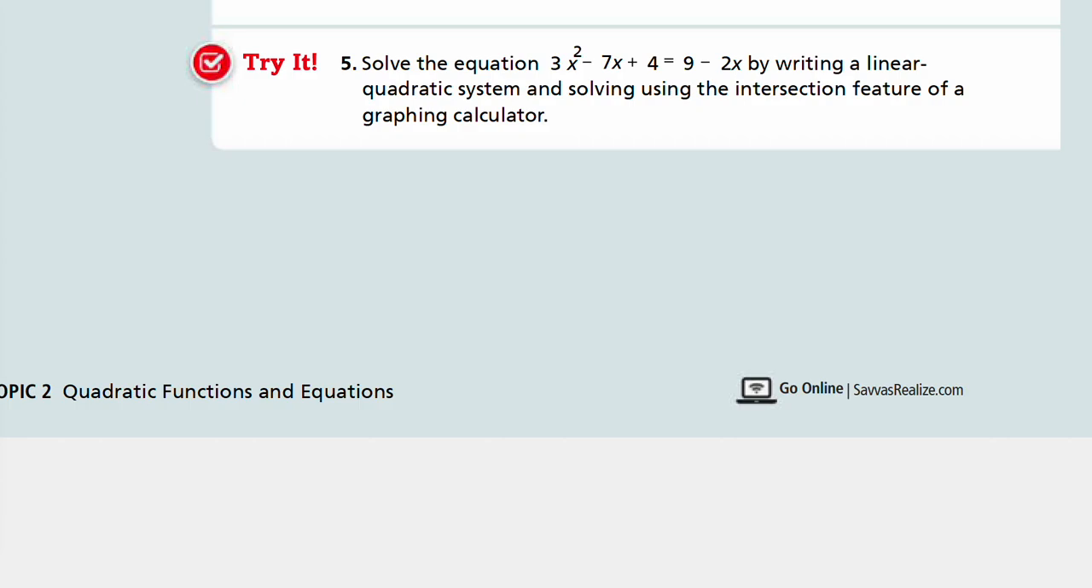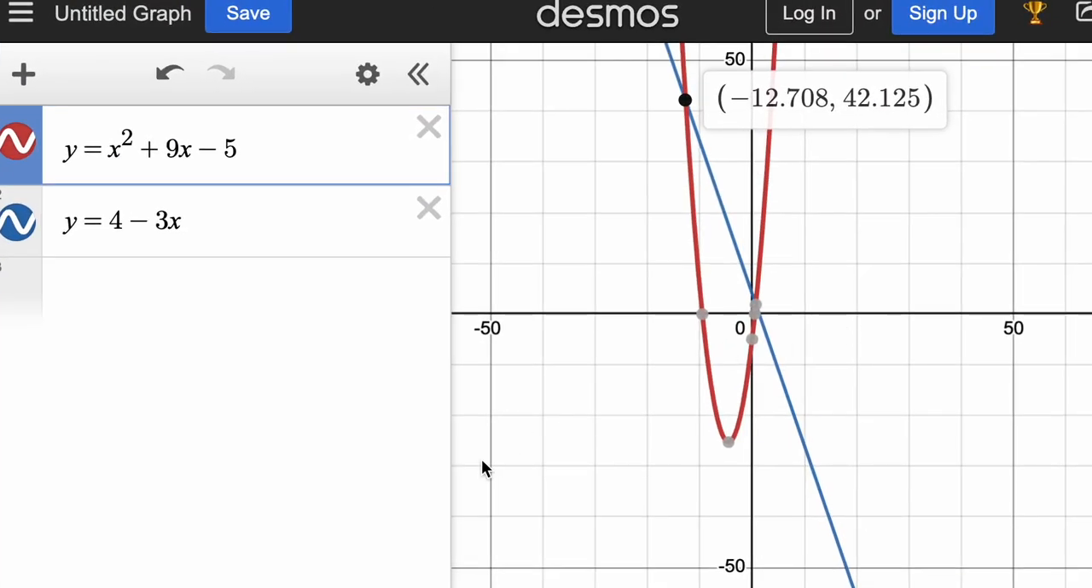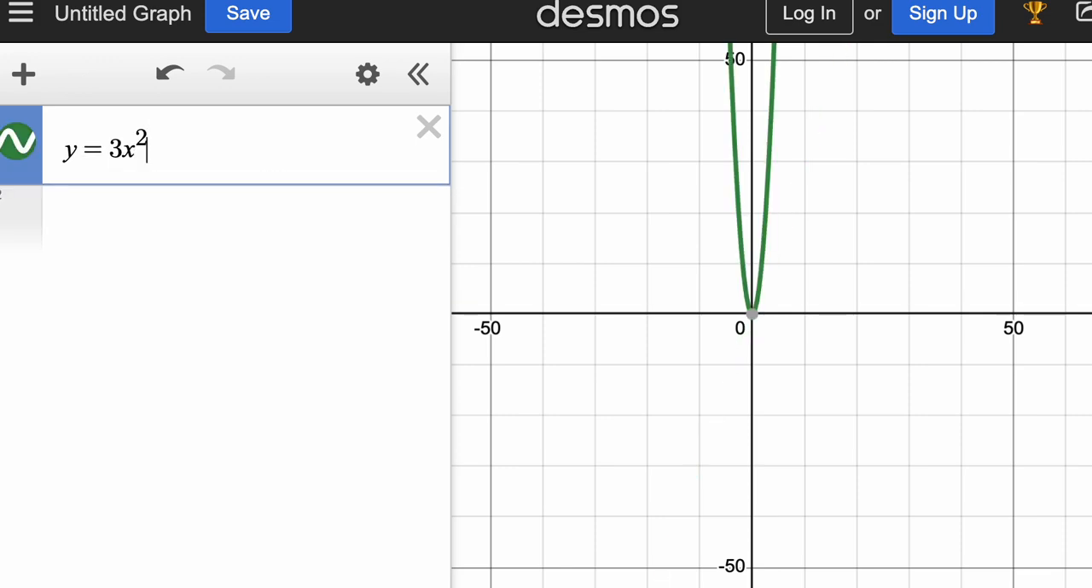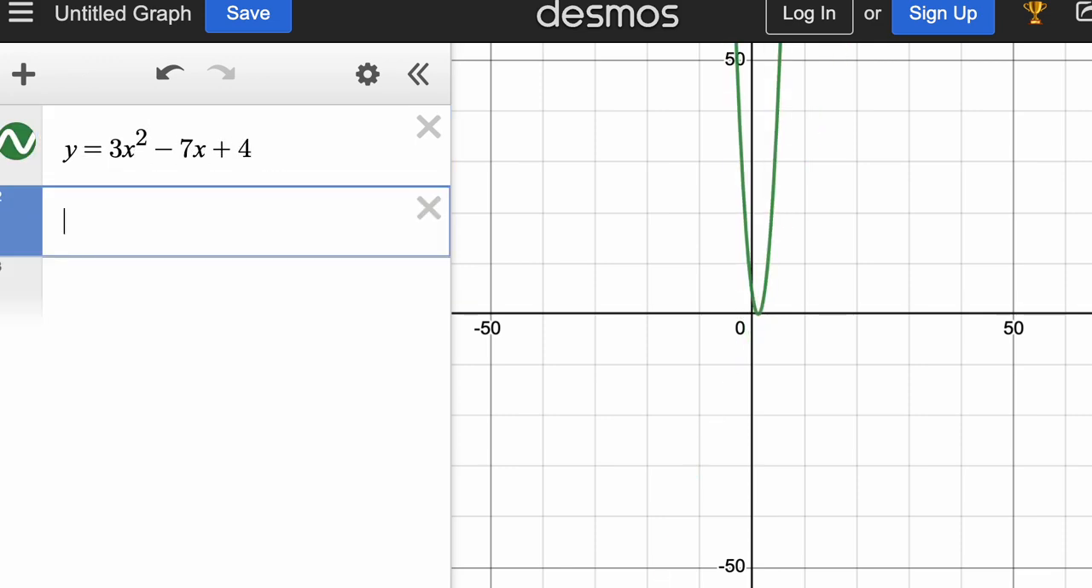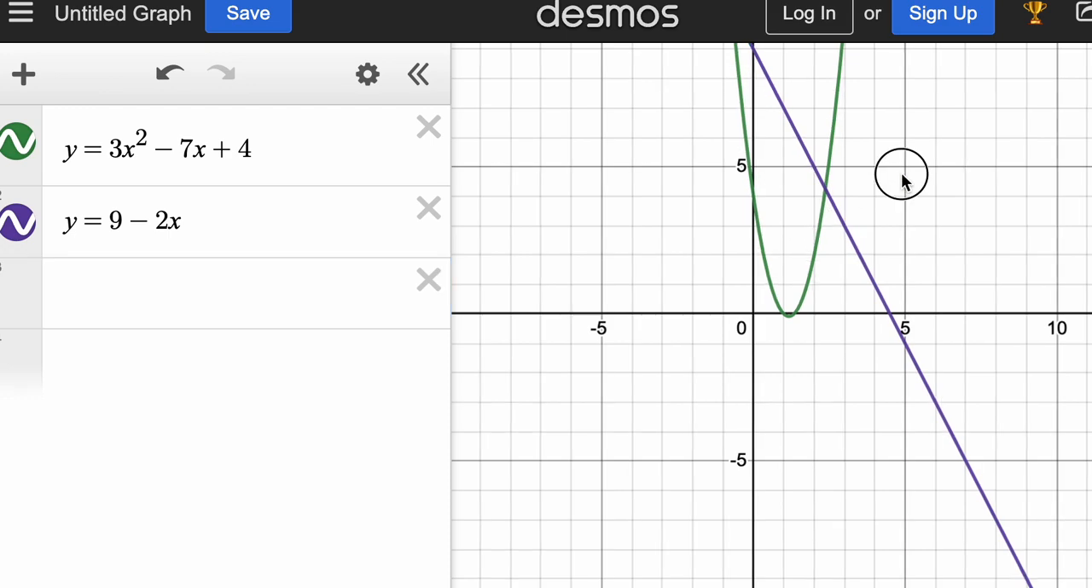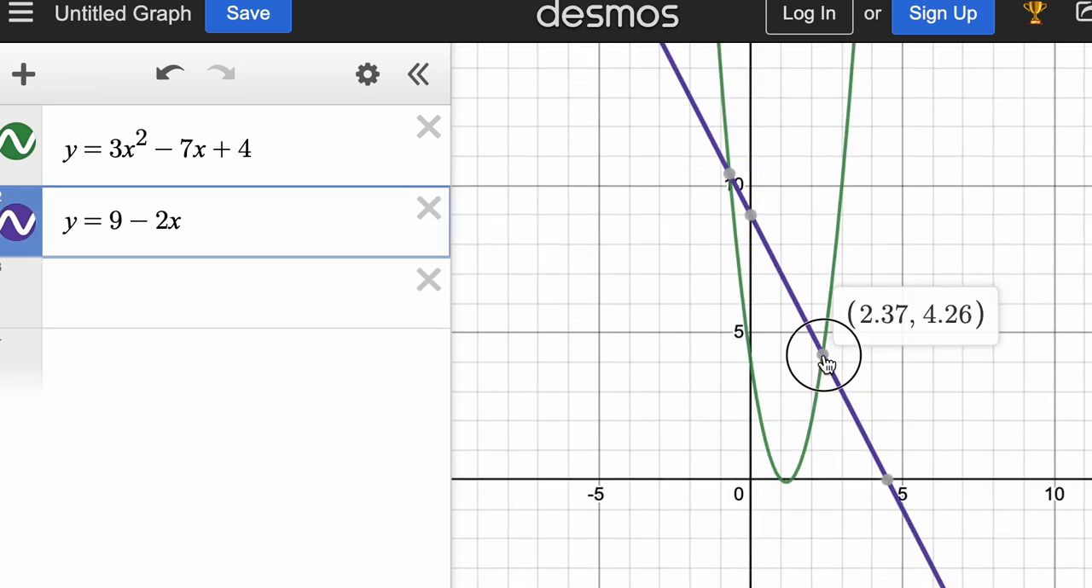What do you get when you graph them? So let's look at Desmos. I'm gonna delete these. Let's write the system of equations y equals 3x squared minus 7x plus 4, and y is equal to 9 minus 2x. And then you can hover over your mouse if you're using Desmos. Your x is about 2.37 and negative 0.703, right? So those are your solutions. Your points of intersection are approximately these.